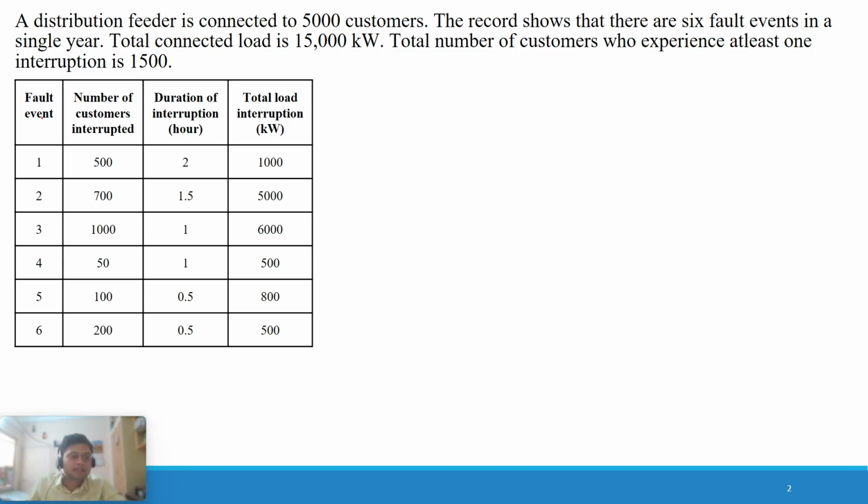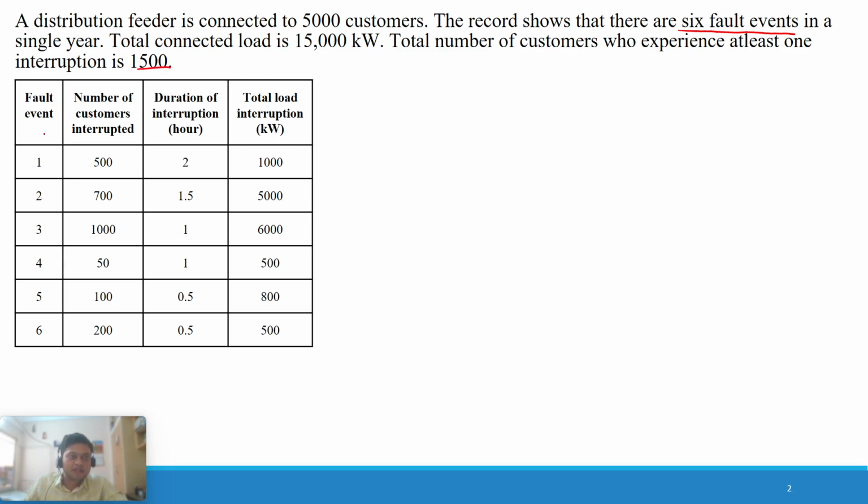So the following things have been given. A distribution feeder is connected to 5,000 customers. The record shows that there are six fault events in a single year. That means the data is given for a single year. The total connected load is 15,000 kilowatt. The total number of customers who experience at least one interruption is 1500.